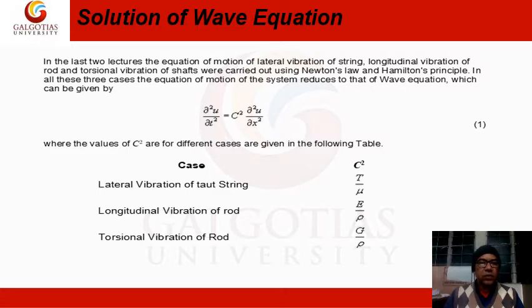That means in the last two lectures, the equation of motion of lateral vibration of a string, longitudinal vibration of a rod, and torsional vibration of a shaft were derived using Newton's law and the Hamiltonian principle. In all these three cases, the equation of motion of the system reduces to that of the wave equation, which can be given in this equation. So this is the wave equation, where c squared for the different cases is given in the following table. For lateral vibration of a string, c squared is T upon mu, for longitudinal vibration of a rod, c squared is E upon rho, and for torsional vibration of a shaft, c squared is G upon rho.